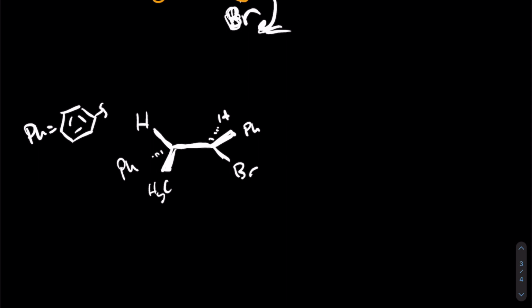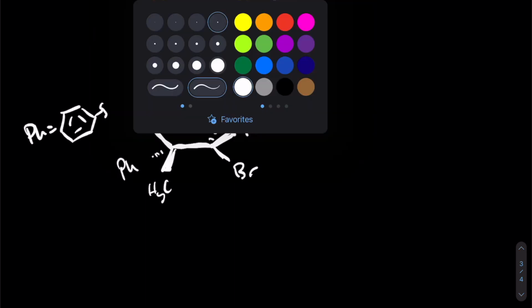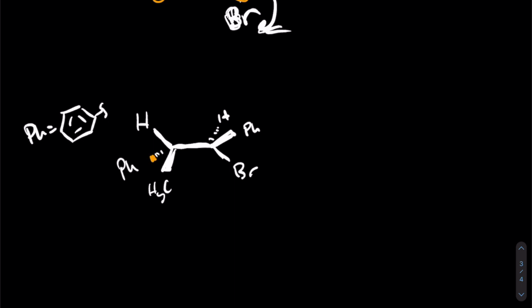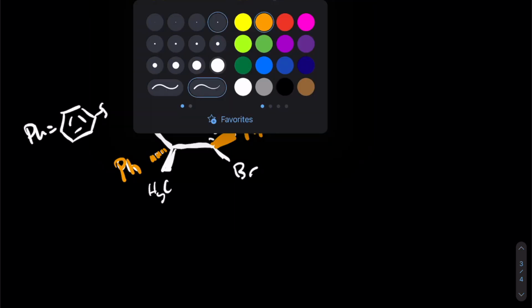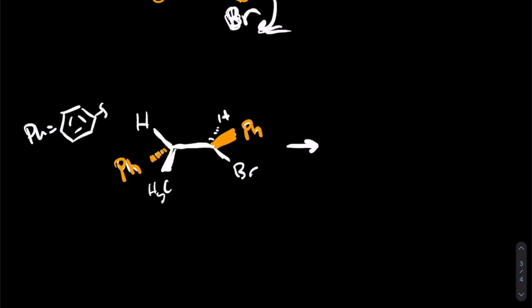All right, what we see in this particular case, because look at our structure, the phenyl group is pointing away from you, and that phenyl group is pointing towards you. This is the only direction that this elimination can occur. And that means the only product that can occur is this trans configuration where the phenyl is up here and the other one is down there. All right.